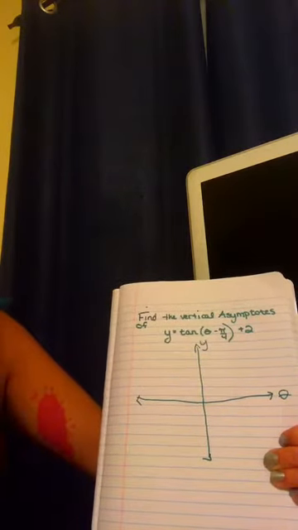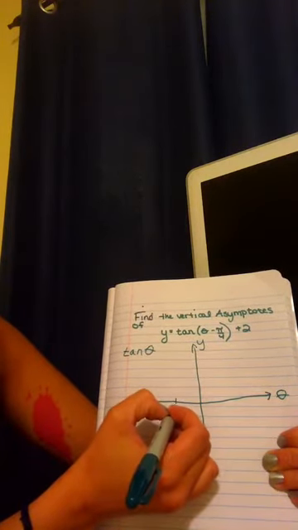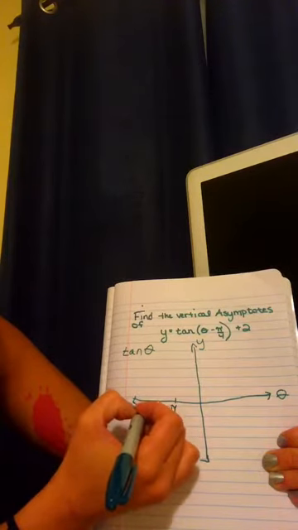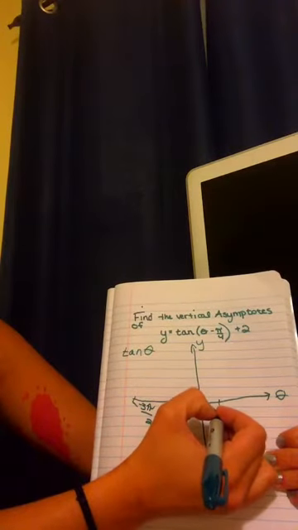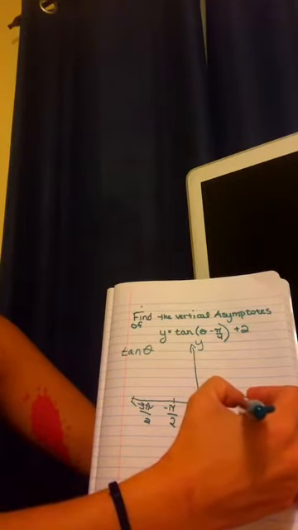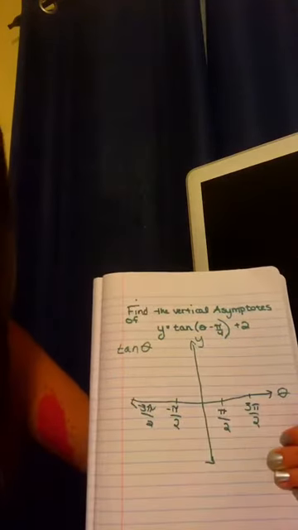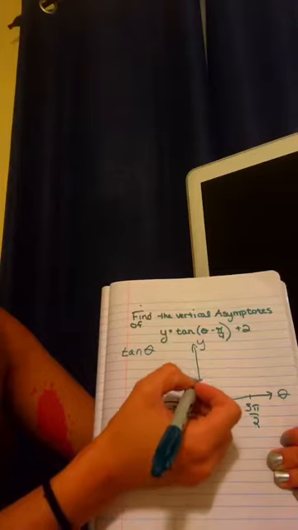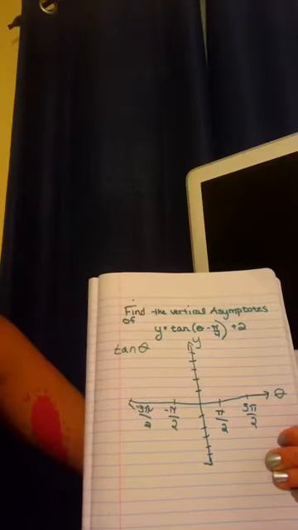Okay, so if we're just looking at tangent theta, right? Not this whole thing. Okay, the graph will have asymptotes at negative pi over 2, negative 3 pi over 2, pi over 2, 3 pi over 2, okay, and so on in each direction. Okay, let's just say 2, 4, 6, 8, 10, doesn't really matter. Okay, so we're gonna have asymptotes here.